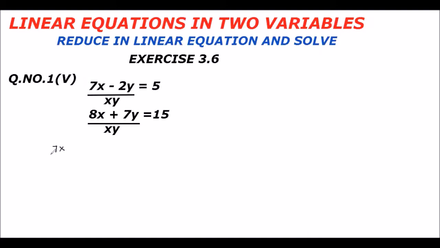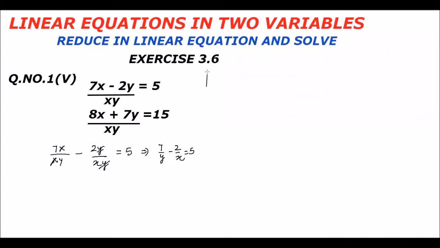separate the first term and the second term. So we can write xy as the denominator of both. So we can write them separately. If we write it separately, y and y will get cancelled and x will get cancelled, and this equation will become 7 upon y minus 2 upon x is equal to 5. This will be the first equation.